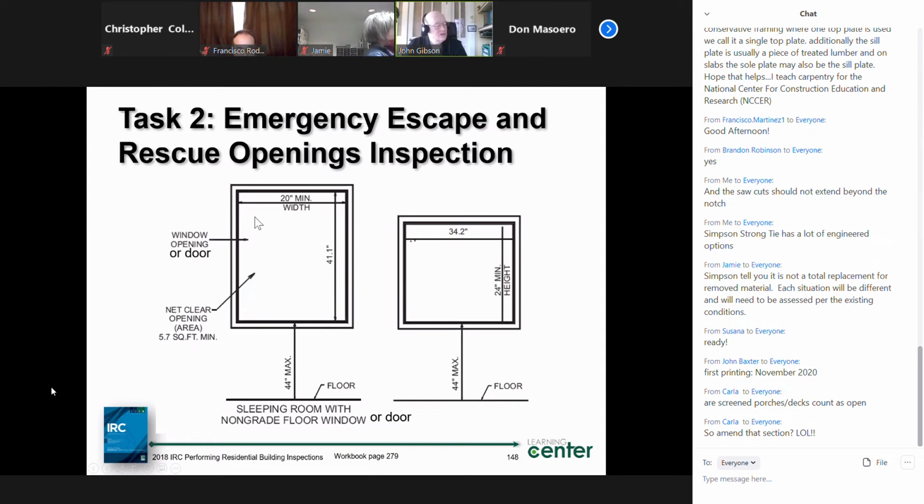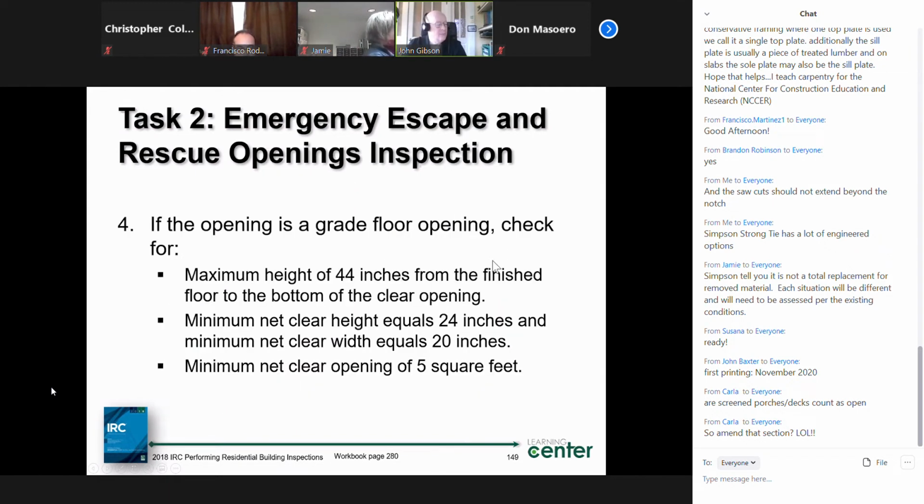And it's looking for 20 inches minimum, in which case then I would be at a little over 41 inches in depth on that window. If I was going with the 24-inch height minimum, then I'm 34 inches in the opposite direction to get to my 5.7 square feet that I need.